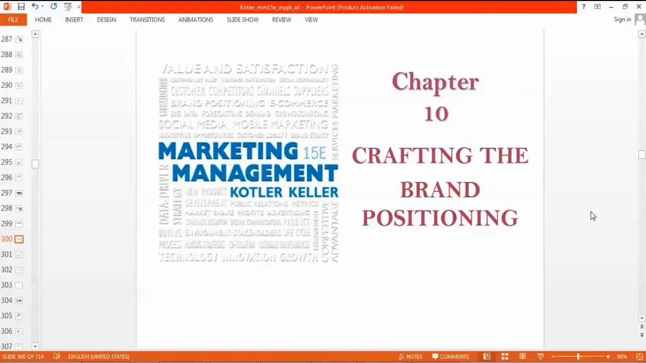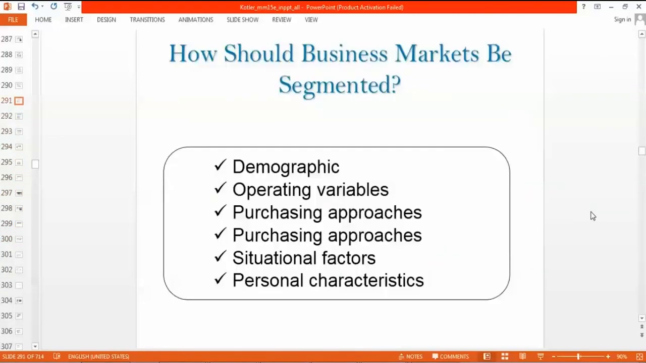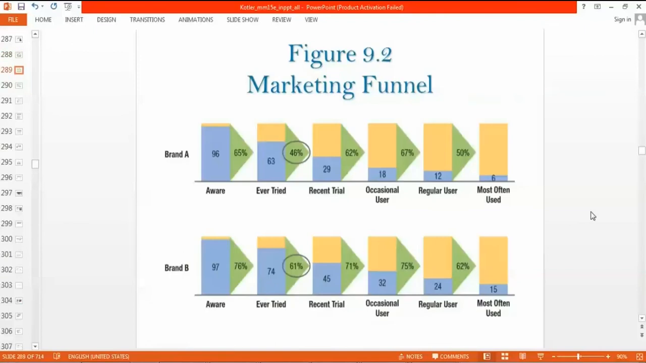Actually, I had a question on this marketing funnel, which we discussed. This marketing funnel, I don't know what this color combination means. I was just wondering, what does that mean, the cascading effect which happens from aware till most often used? All right, so in every cluster, there is a population, remember?